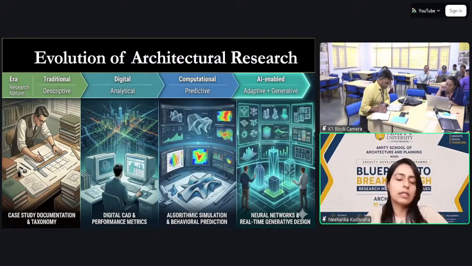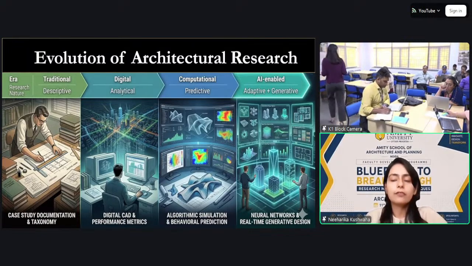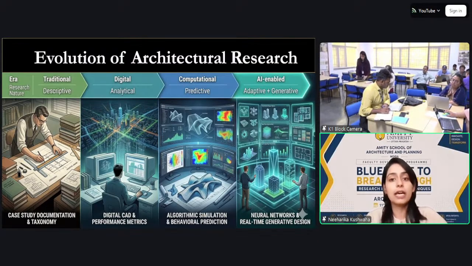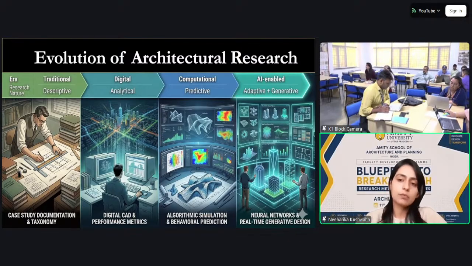So initially, we transformed from traditional to digital. We had some data, laptops and computers came in, they could perform certain analysis. Then came the computational part, where rather than just informing through digital and analytical data, we could perform certain predictive scenarios and say, this might happen, this can happen based on the data that we have found. Right now, we are in the generation of AI enabled, where we say it needs to be adaptive and generative. That is the stage we significantly talk about in architectural research, which requires greater speed and greater depth that is provided by the AI.